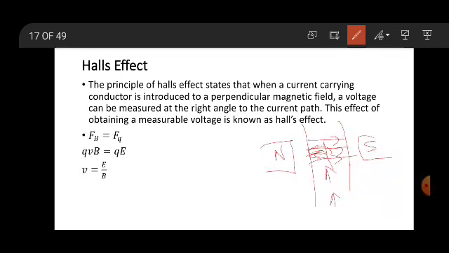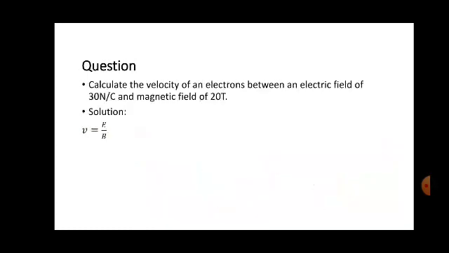That EMF created across the plate is what we call Hall's voltage, and we can say there is a balance between the magnetic force and the electric force here. Magnetic force is QVB, electric force is QE. If you cancel Q on both sides, you have VB equal to E. So that means V is E over B, that means electric field over magnetic field.